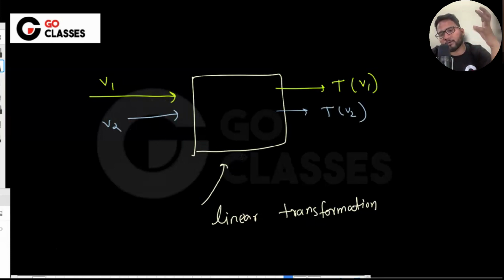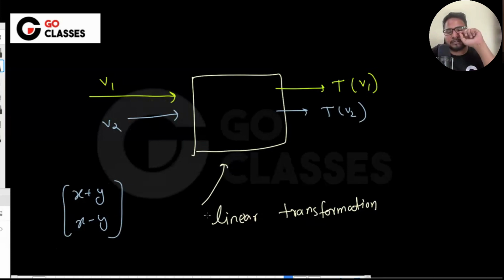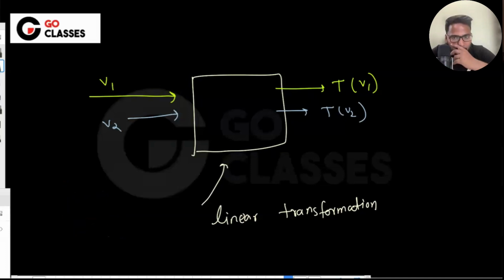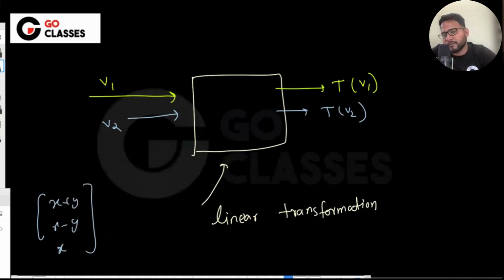Let's suppose I do not know the closed form, in the sense of what is the formulation of this. For example, the formula of the transformation could be like this, or could be like something else also. So basically, let's suppose I do not know the closed form. Maybe it is x plus y, x minus y, x, something like that. Let's suppose I do not know.